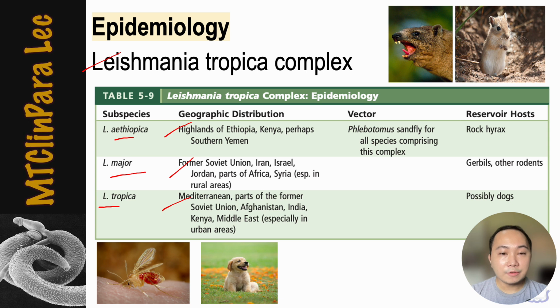So take note also the vector that is usually present in this particular complex. So that is your Phlebotomus sandfly. When it comes to the reservoir host, although humans are the definitive host, reservoir hosts can spread, okay, these types of parasite from one person to another or from one species to another. We have the rock hyrax, a type of rodent, gerbils as well, a type of rodent, and possibly even dogs.